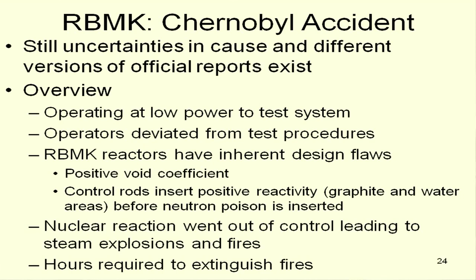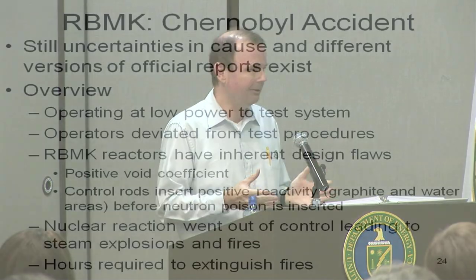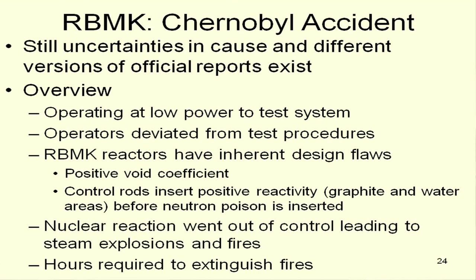Basically, the reactor was operating at low power, and the operator deviated from the test procedures. With the design flaws of the positive void coefficient, and apparently the control rods, when you're moving them, before you get the neutron poison in the reactor, there's a space where positive reactivity is actually inserted because there's a water gap, and the water moderates things better. So they were moving these rods around, and the nuclear reaction went out of control, leading to steam explosions and fires. Again, you've got the zircaloy in there, and the zircaloy fuel can do evil things to you. I think you know the aftermath. It took many hours to extinguish it, a lot of responders died because of the radiation level, and it spread a fair amount of radiation around, much more than the Japanese situation. But these aren't being built, and nobody wants much of any part of them.